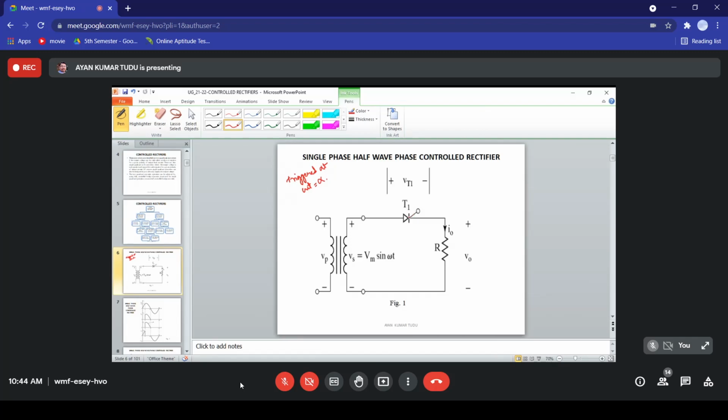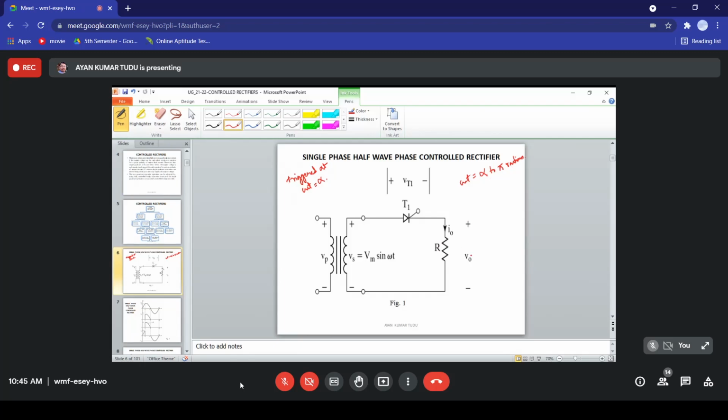After which this thyristor will start to behave like a closed switch. So the input voltage will appear across the load when the thyristor is conducting from omega t equal to alpha to pi radians.